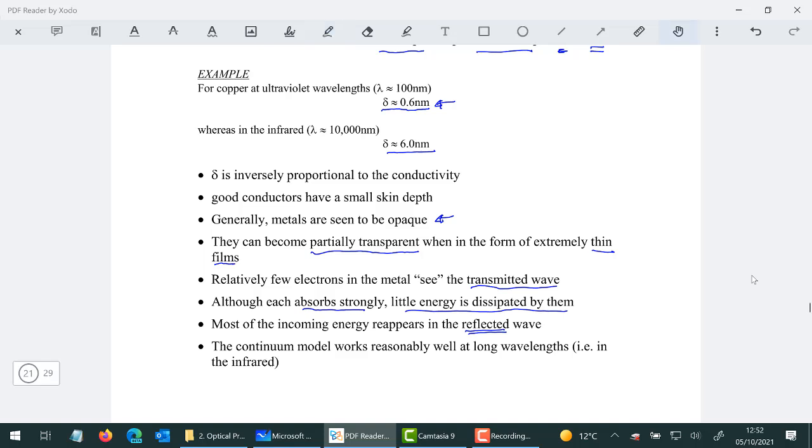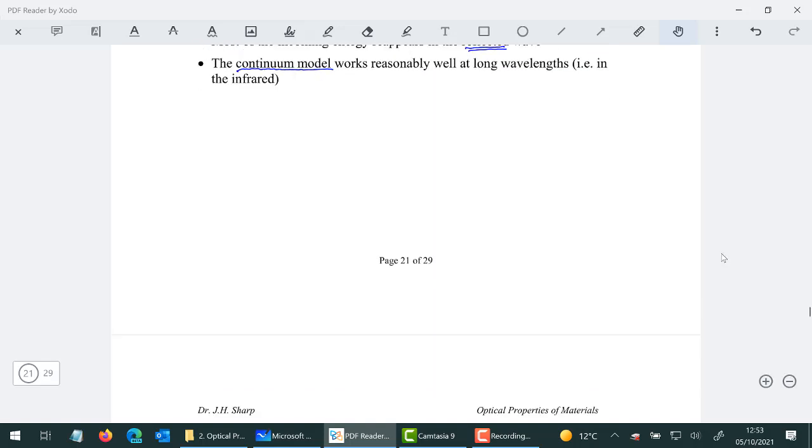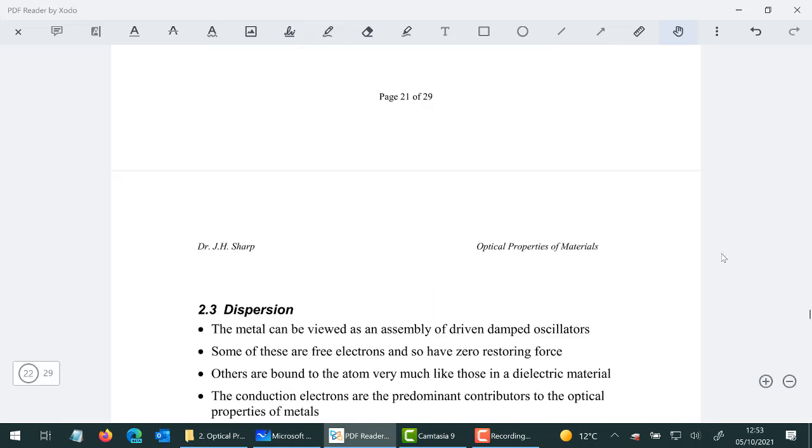And this continuum model, this idea of the slab of metal being like a box of gas molecules bouncing around, with the electrons bouncing around like that, works reasonably well at long wavelengths in the infrared, but not so much at the shorter wavelengths, where the theory becomes a bit more complicated.